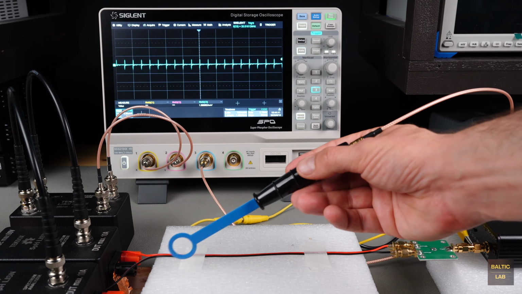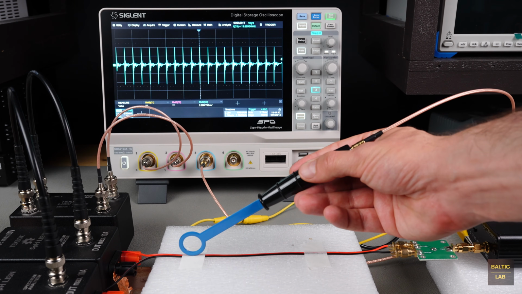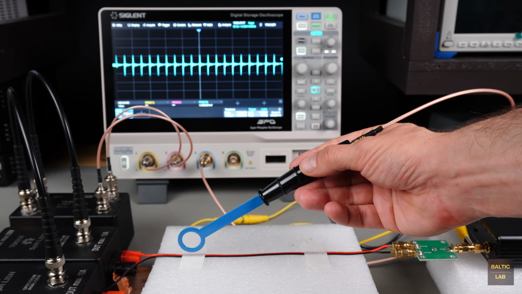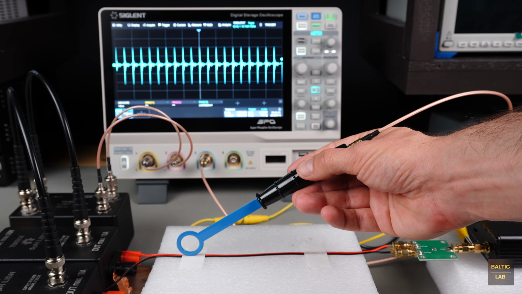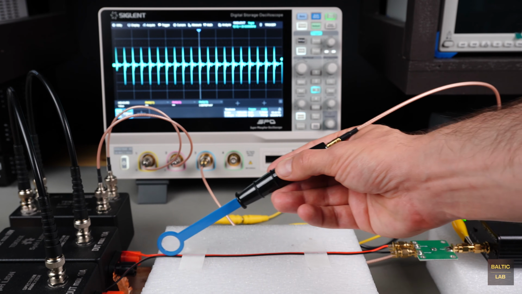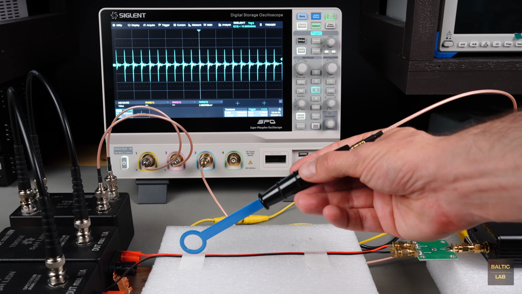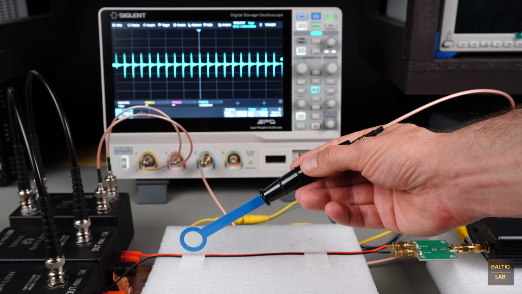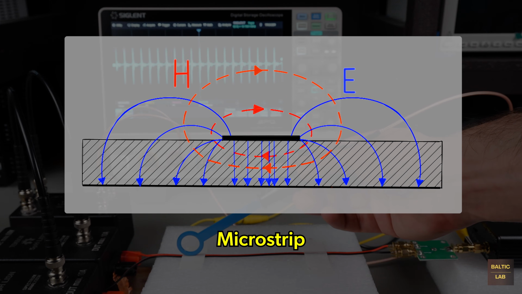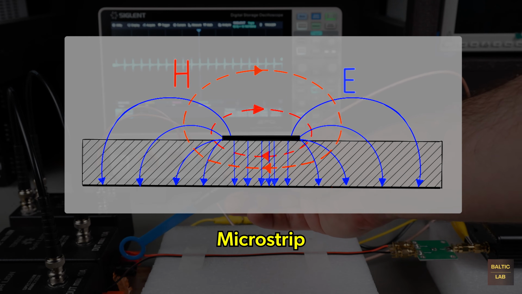Probing the wires again with a magnetic field probe reveals significantly stronger emissions. Since the signals now travel in the same direction along both wires, their magnetic fields no longer cancel, but instead combine constructively, increasing the observed field strength. If the conductors were infinitely close, they would act as a single entity, and the field lines would resemble those of a microstrip line as shown here. However, the electric field lines would curve less due to the lower relative permittivity of the insulating material.